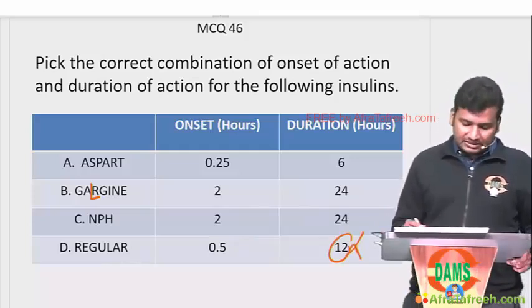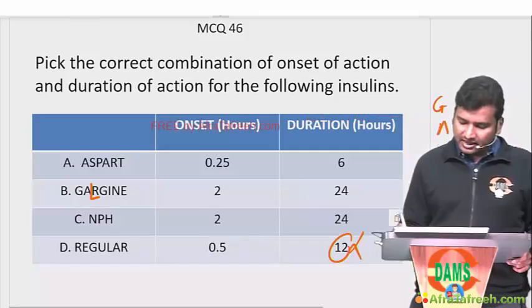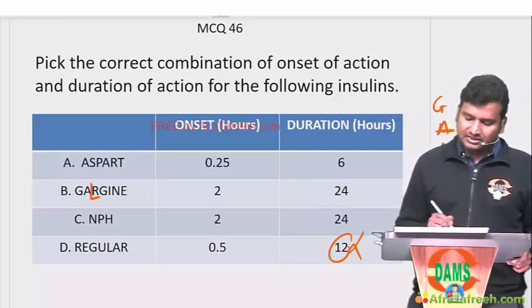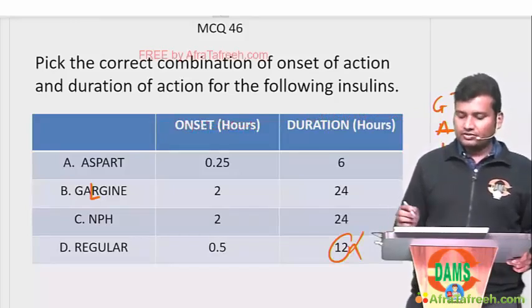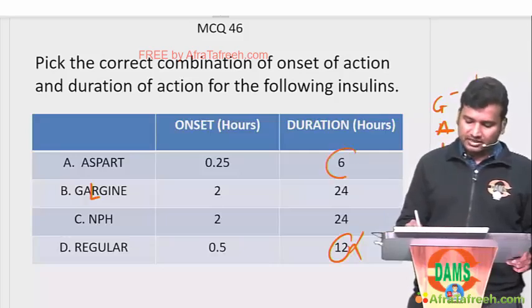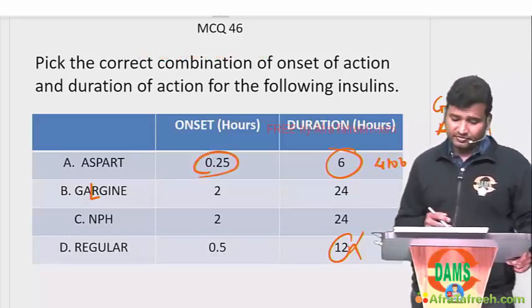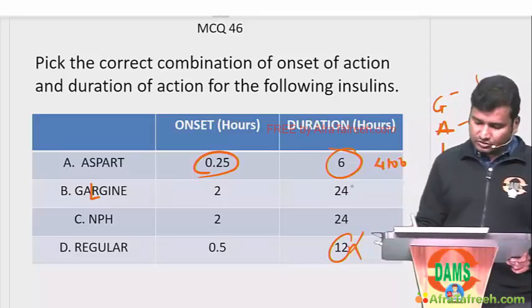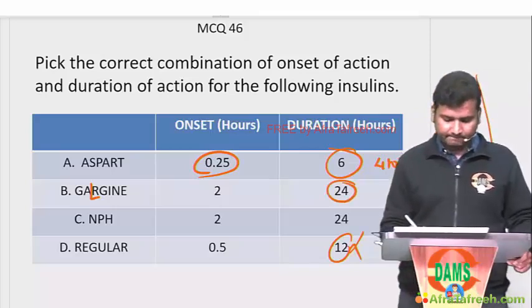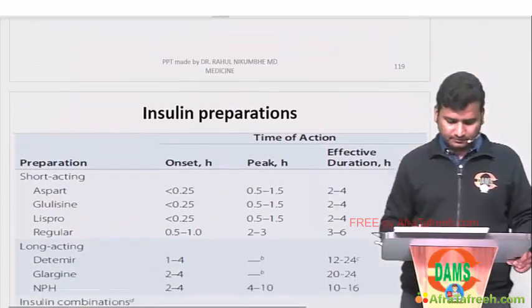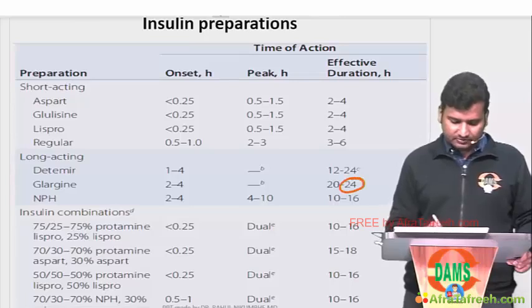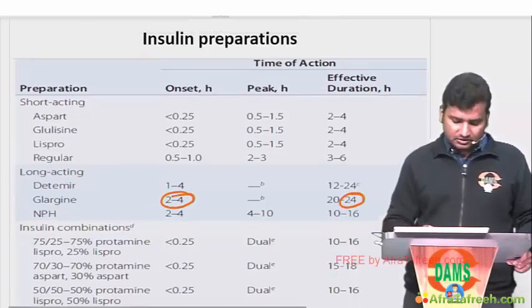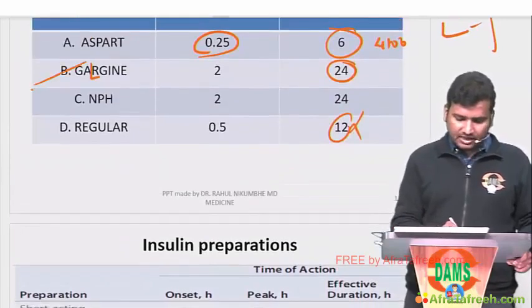Then glulysine, aspart, lispro. All these three have a duration of action of 4 hours. So aspart has a duration of action of 4 to 6 hours, and action starts in 15 minutes. Glargine has a duration of action of 24 hours. You can see here, glargine acts for 24 hours and action starts in 2 hours. So the correct answer is glargine.